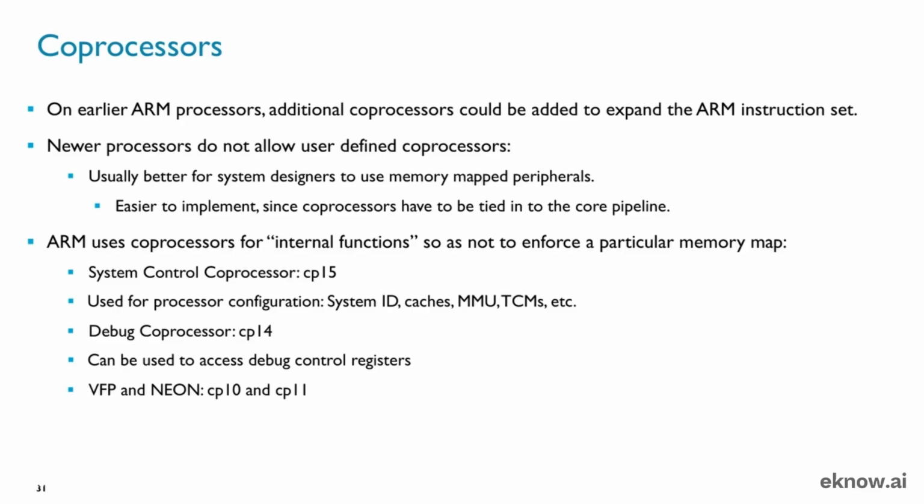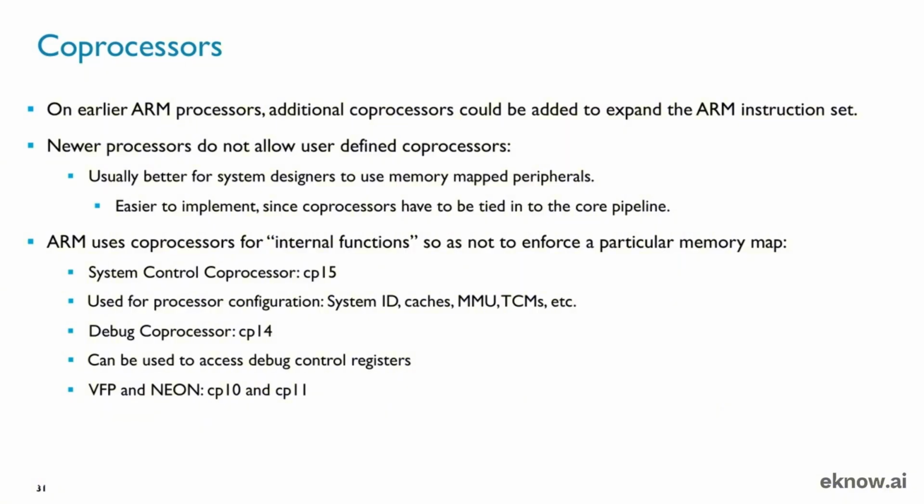However, as ARM processors evolved, this practice was discontinued. Newer processors don't allow you to add your own user-defined coprocessors. Why the change? There are a couple of good reasons. First, it's generally better and more standardized for designers to use what are called memory-mapped peripherals. Instead of a custom coprocessor, you'd have a separate hardware block that you communicate with through memory addresses. This is a cleaner, more modular way of designing a system.